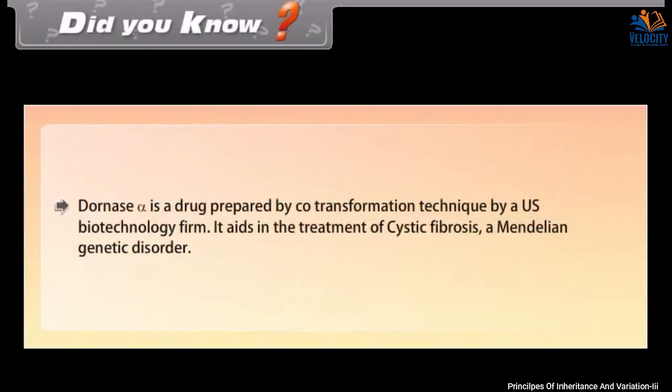Did you know? Dornase alfa is a drug prepared by the co-transformation technique by a US biotechnology firm. It aids in the treatment of cystic fibrosis, a Mendelian genetic disorder.